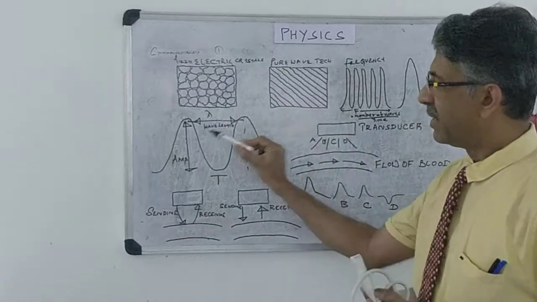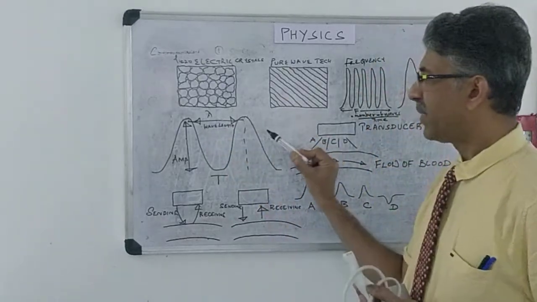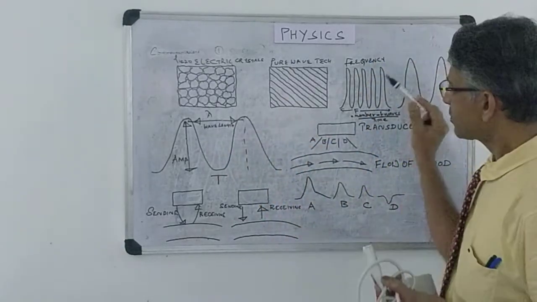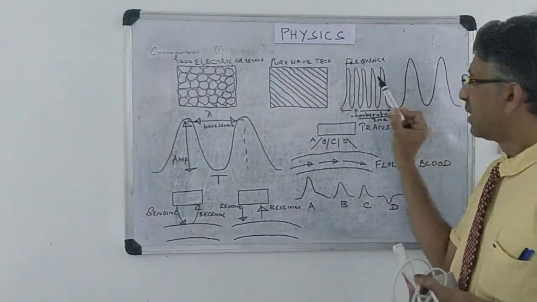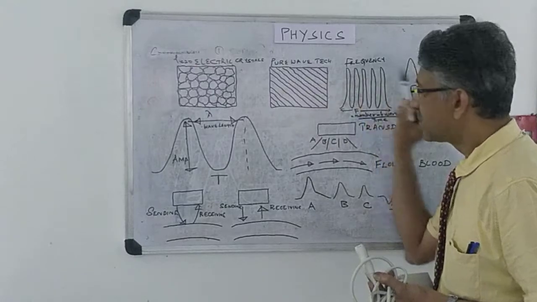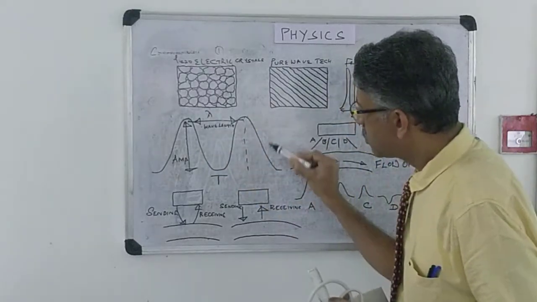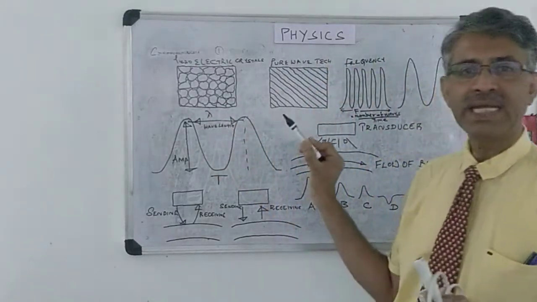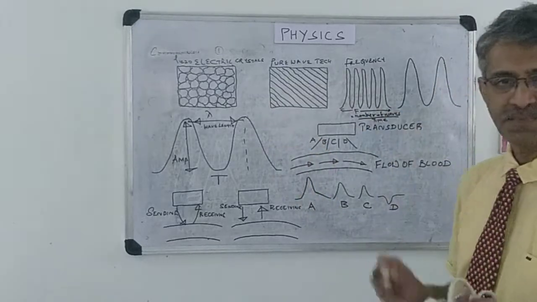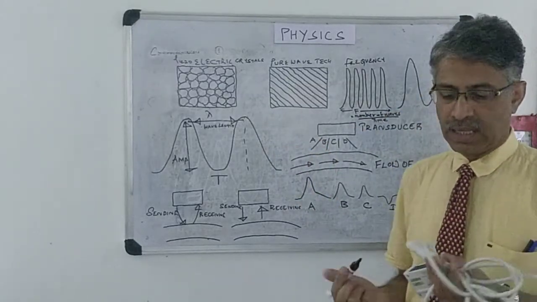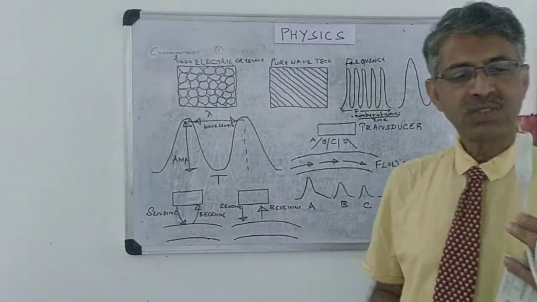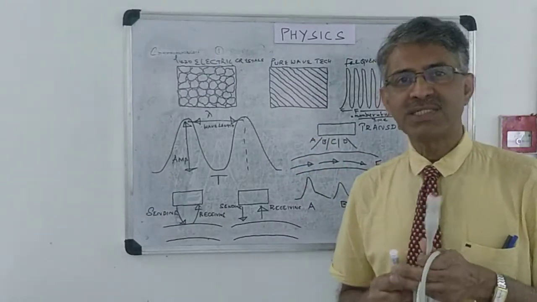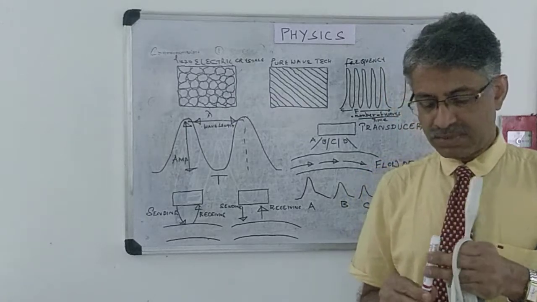So what is the relationship between frequency and wavelength? If the frequency is increased, the wavelength is reduced. If frequency is reduced, the wavelength is increased. They are inversely proportional to each other. Clear about this?